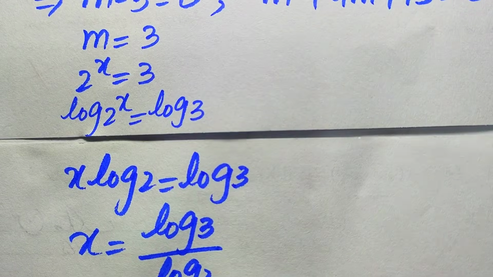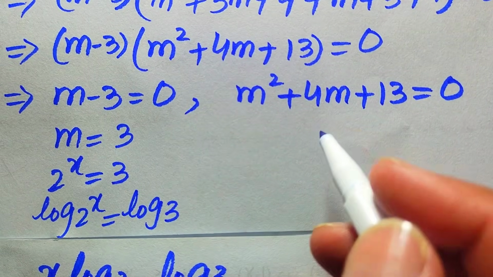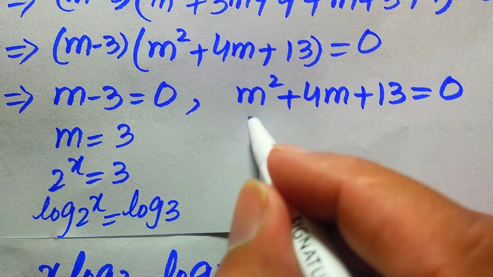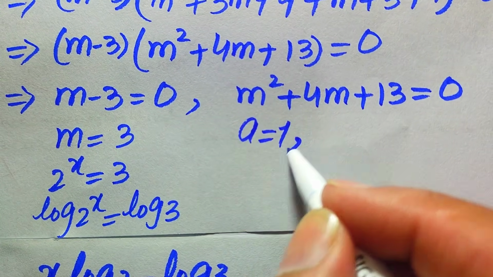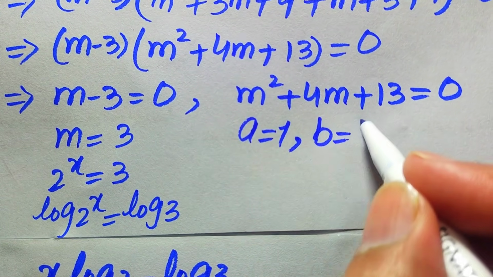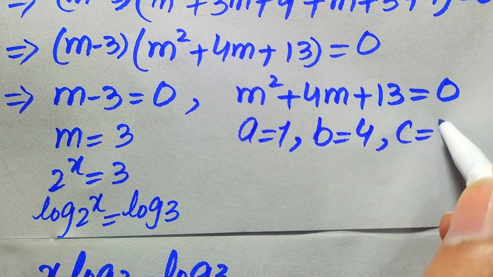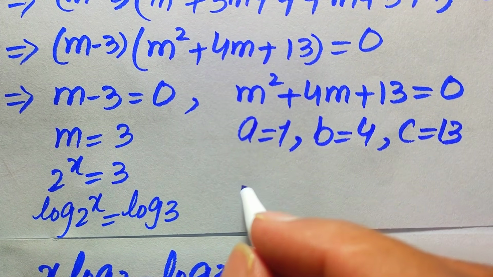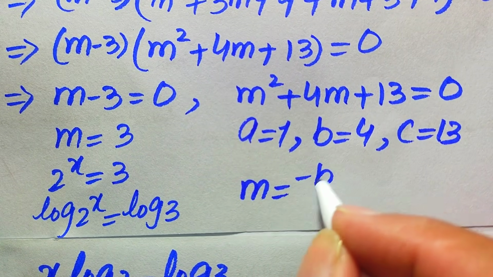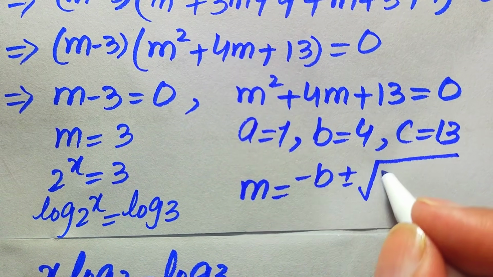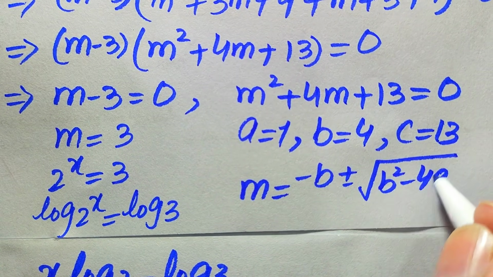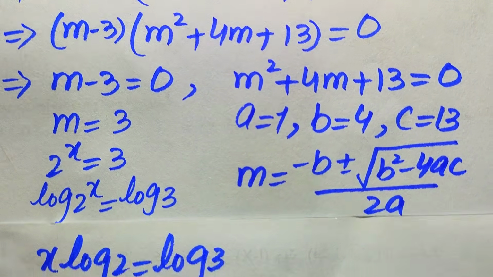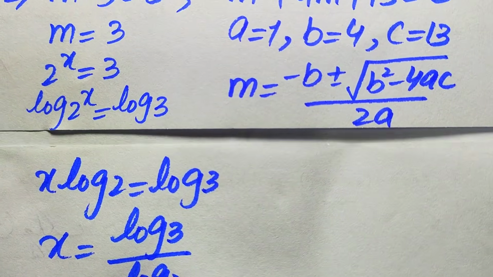And now we move towards our second case, and our second case is this. Here we use the quadratic formula to solve this problem, and for this we write the coefficients of this equation: a is equal to 1, b is equal to 4, and c is equal to 13. And we state the quadratic formula as m is equal to minus b plus minus square root of b square minus 4 times ac, divided by 2 times a.